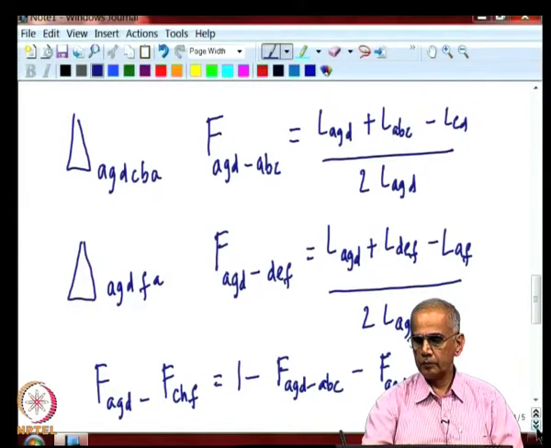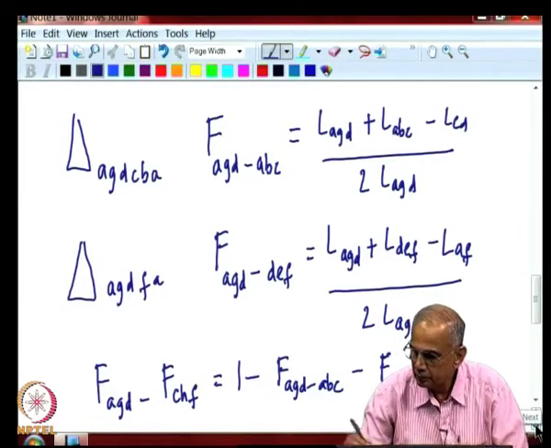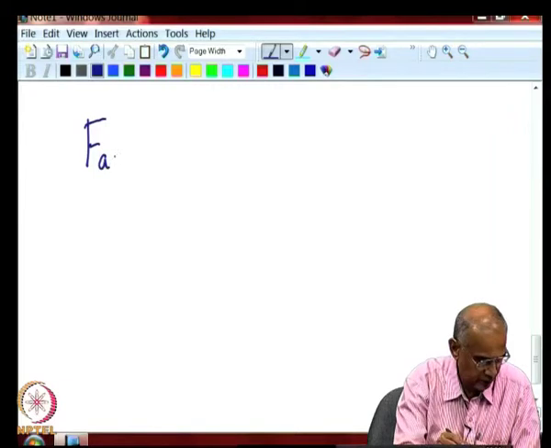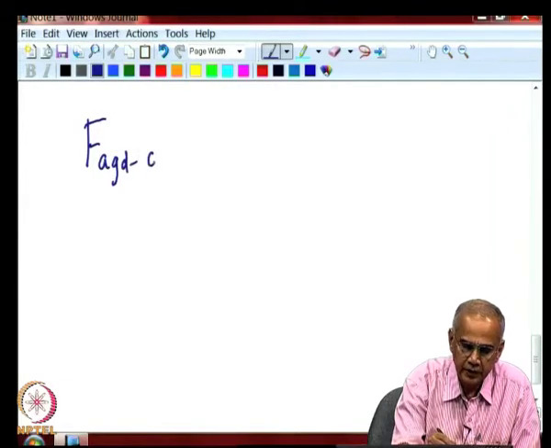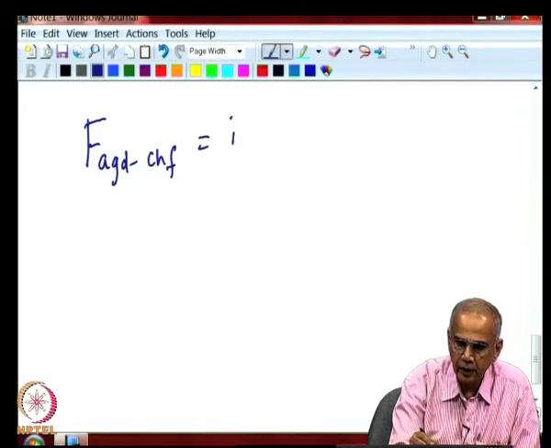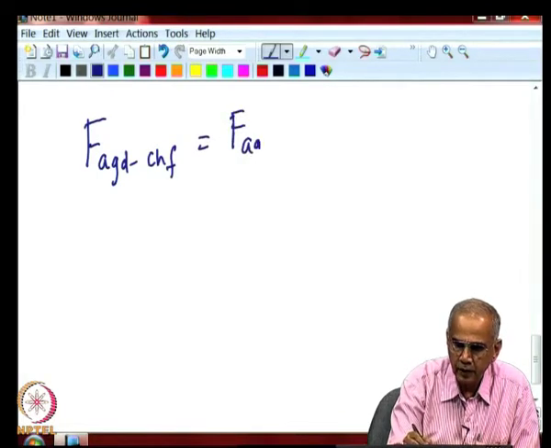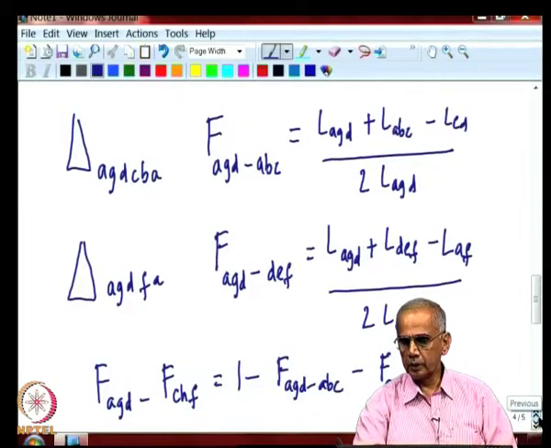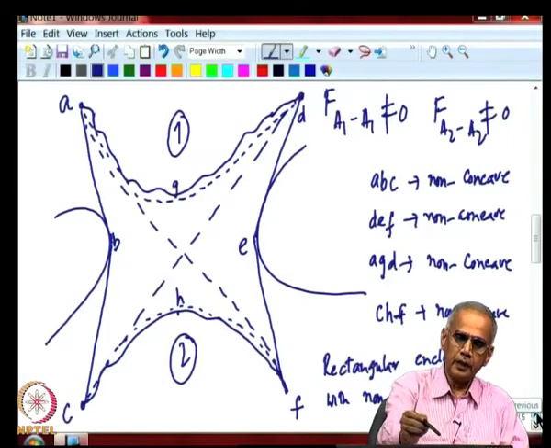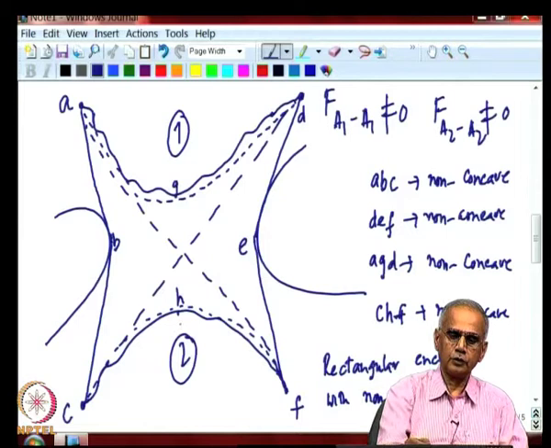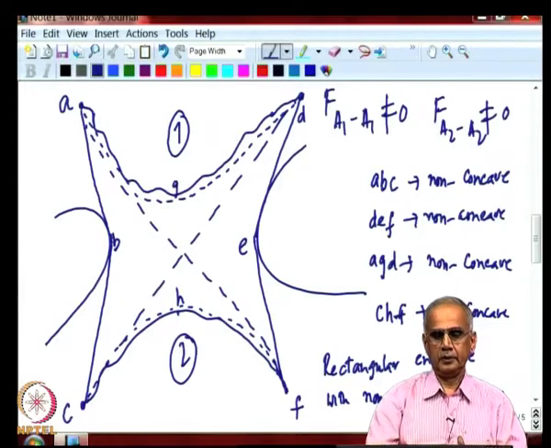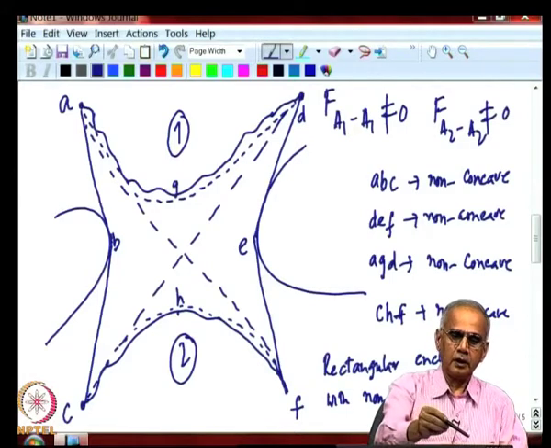So, we will now write F AGD to CHF as equal to F AGD to 2, because whatever radiation leaves AGD and reaches CHF also has to reach 2. Once it crosses CHF, there is no other place to go except surface 2, and these constructions are done to aid our derivation.